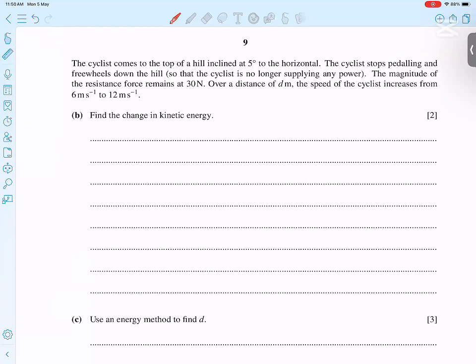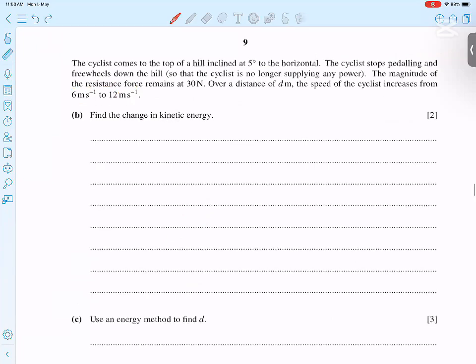The cyclist comes to the top of a hill inclined 5 degrees to the horizontal. The cyclist stops pedaling and freewheels down the hill. So it means first he goes up, and then he comes down without applying any force. The magnitude of the resistance force remains 30, and he covers a distance of d meters and increases speed from 6 to 12. Find the change in kinetic energy.